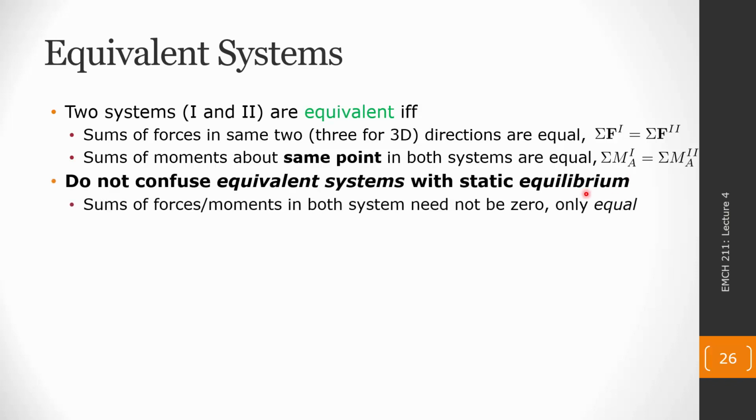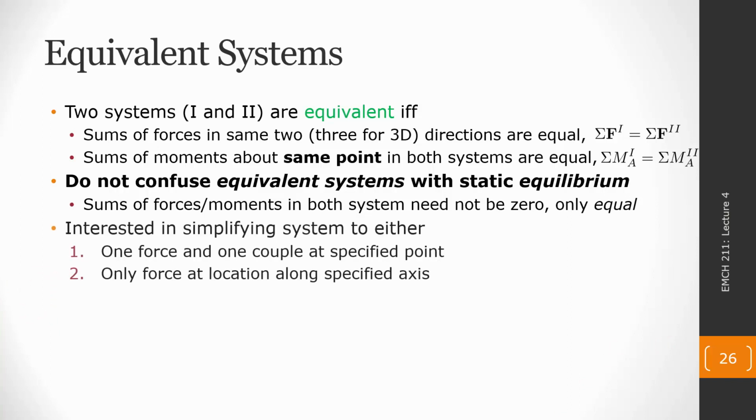And again, as a reminder, for the systems to be equivalent, it's not necessary that their sum of forces is 0, it's that they are the same as each other in the two systems. And the same is true for the moments, they must be the same as each other in the two systems. Now there's typically, at least in 2 dimensions, 2 types of simplifications that we like to make from going from system 1 to system 2.